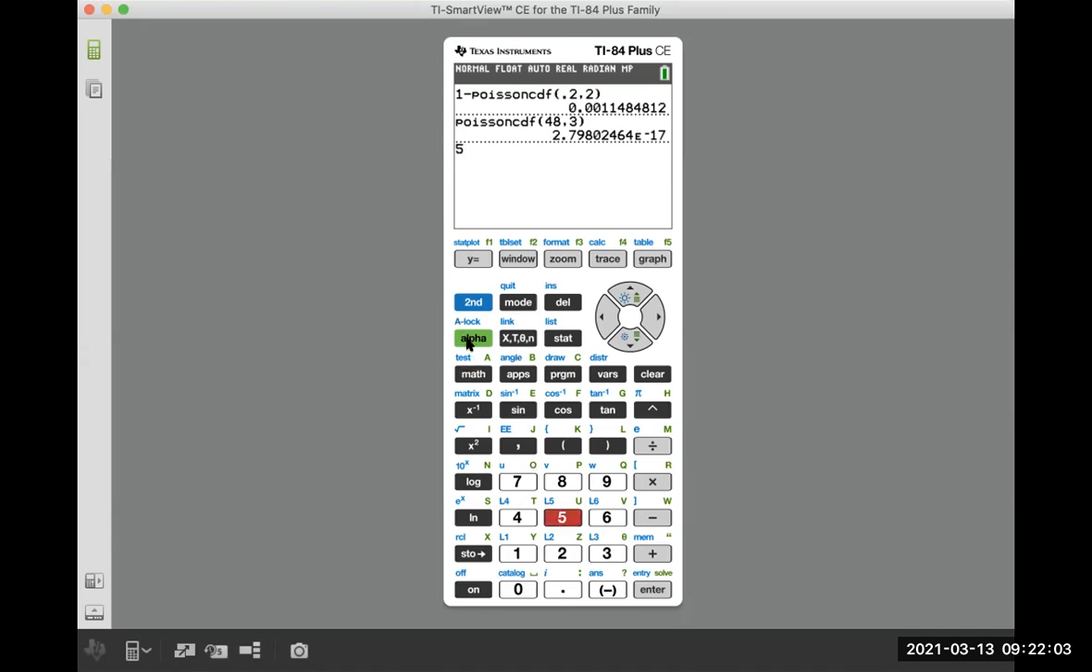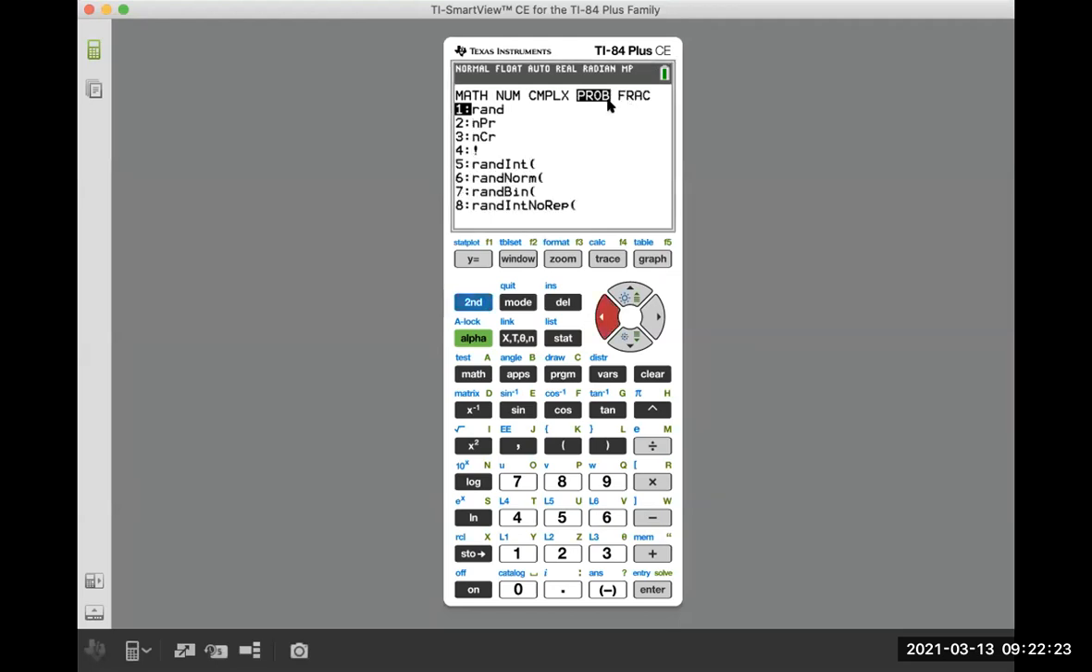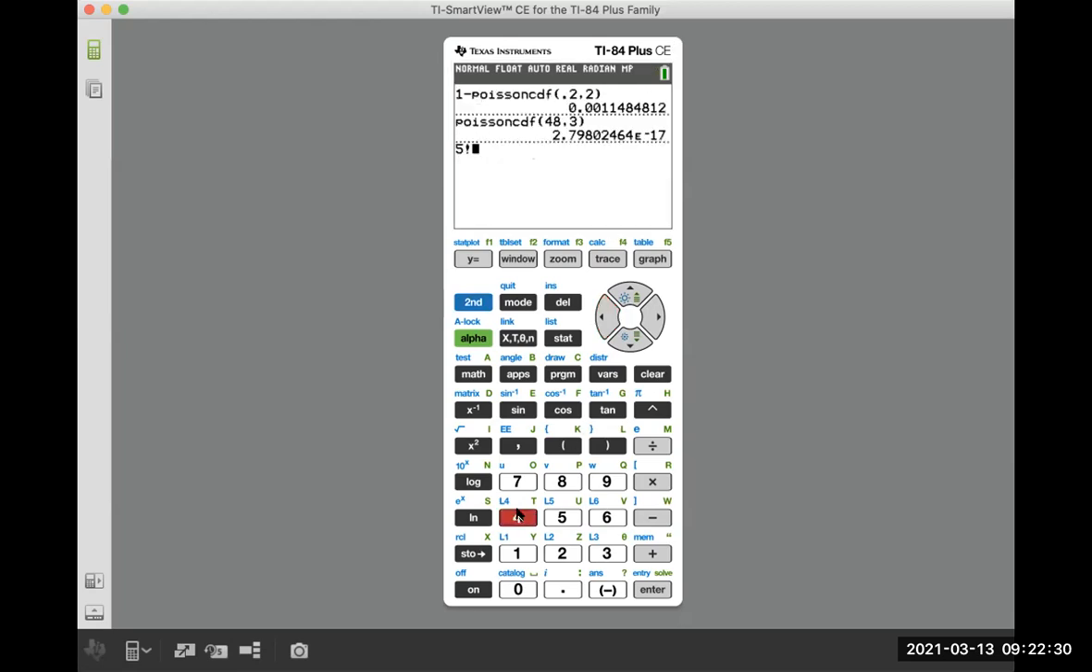Go to math. Go to PRB. There it is. They have, oh, this is the CE. Okay, go to PRB. And the 4th one down is factorial. And so 120.